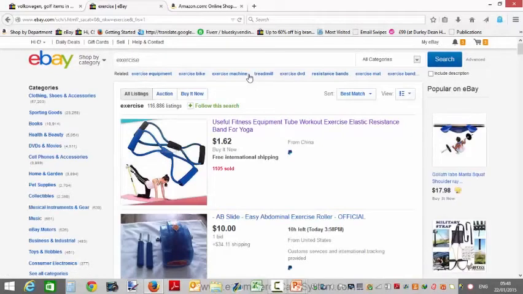So this one here, useful fitness equipment tube workout, this could be a good product, but it's very, very cheap at $1.62, including postage from China. So let's leave that one aside for the moment.